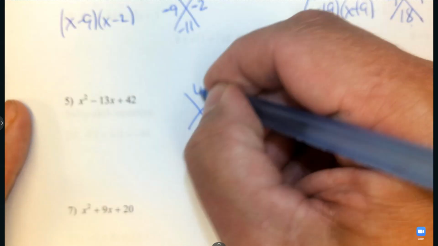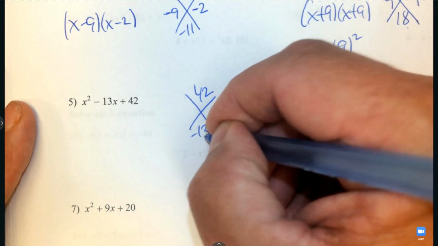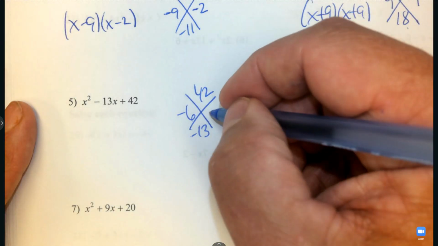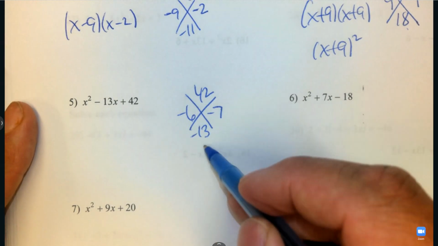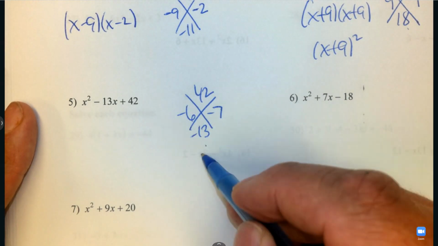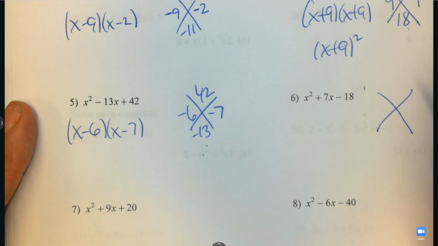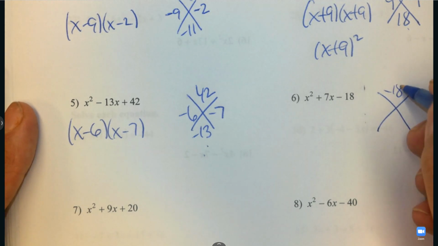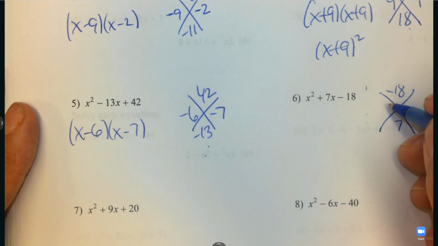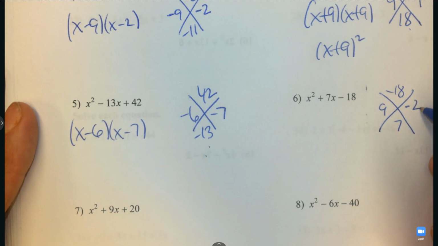Keep going. Two numbers that multiply to 42 and add to -13. Know your times tables. Number 6, -18 and 7, can you make it work? So it's 9 and -2.